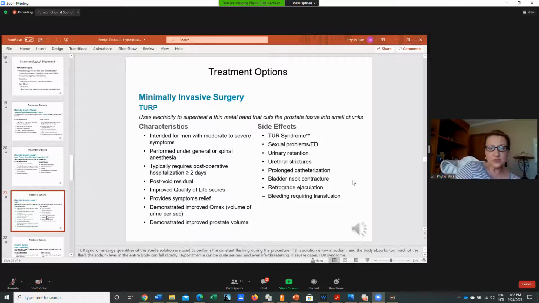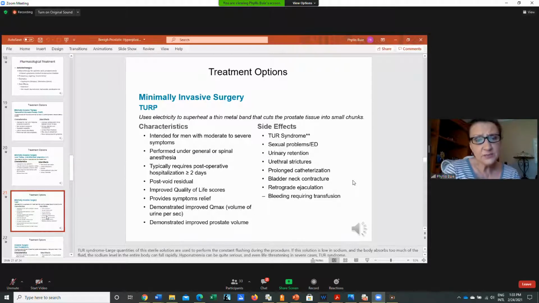Okay, the next one is also a minimally invasive surgical procedure, and basically what it is, a very thin, tiny metal band is used to go into the prostate gland, and then it just cuts it out in chunks.